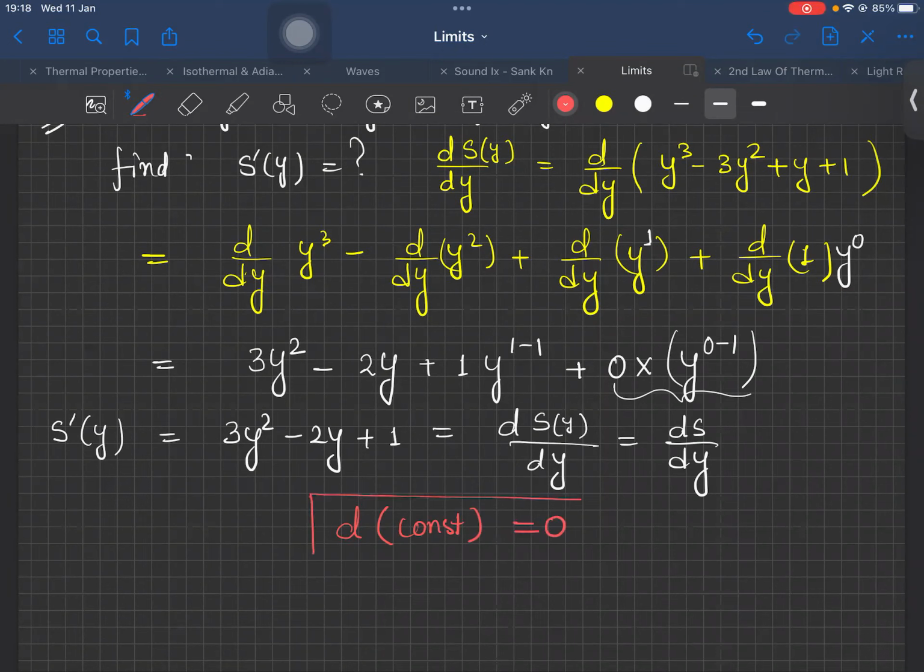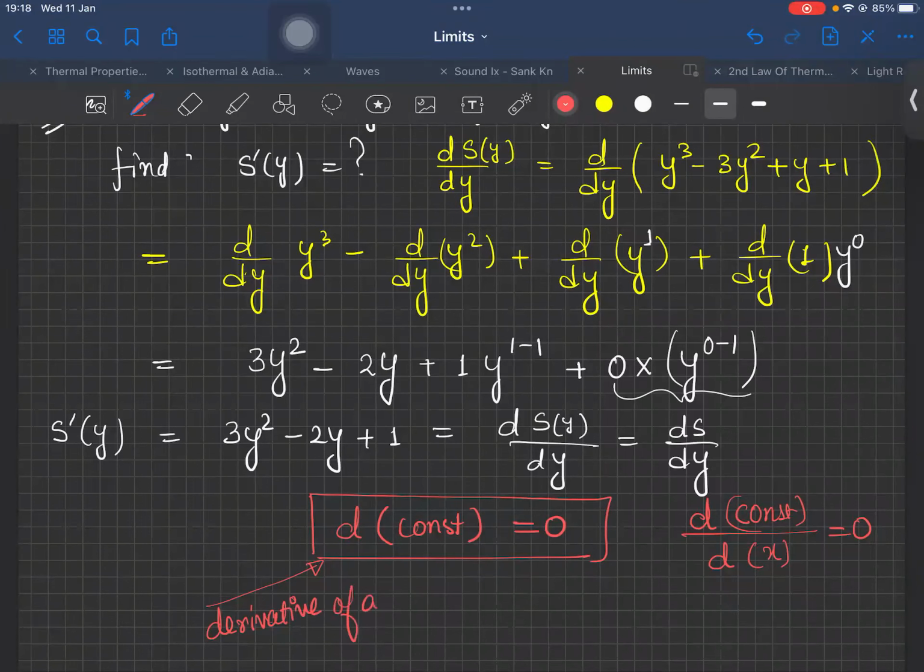Now from here, what we have got is that differentiation of a constant is always 0. Differentiation is represented like this. Differentiation with respect to some variable, so you write d of a constant divided by the change with respect to any variable, let's say x, y, z, whatever you want. This is also equal to 0, of course. So this is called the differentiation or derivative of a constant. The derivative of a constant is always 0.